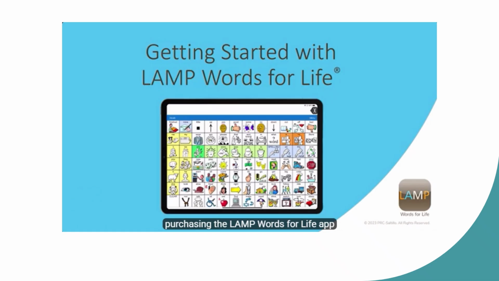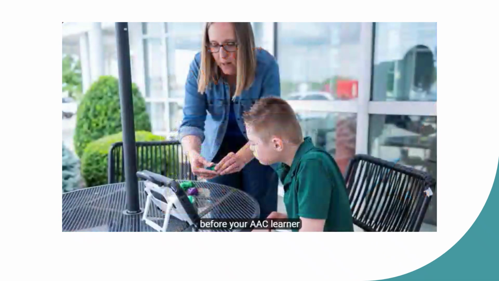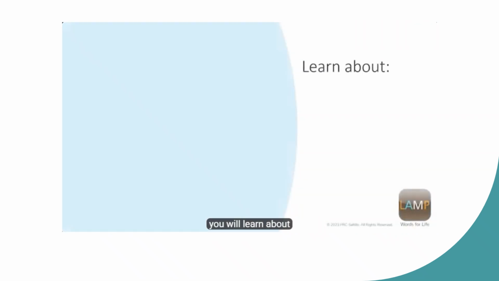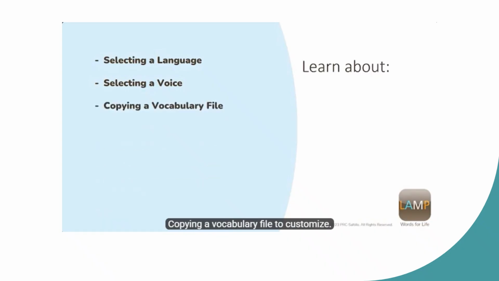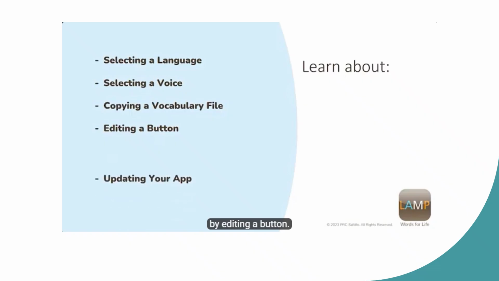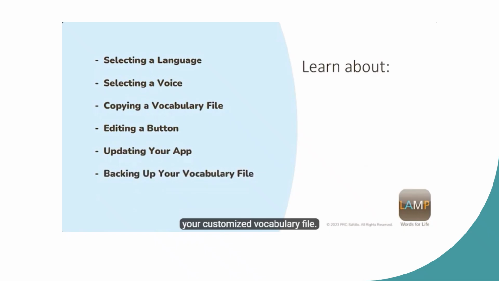Congratulations on purchasing the LAMP Words for Life app. Before your AAC learner begins communicating with the app, there are a few things you will need to do to get started. In this video, you will learn about selecting the language or languages you will use in LAMP Words for Life, selecting the accompanying voice to go with the language, copying a vocabulary file to customize, personalizing the vocabulary file by editing a button, how to update your app, and how to back up your customized vocabulary file. You will also learn about online resources available to support you with your app.